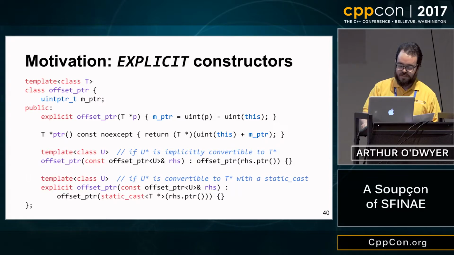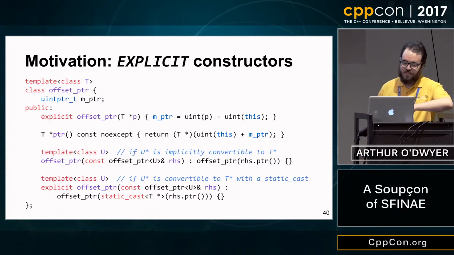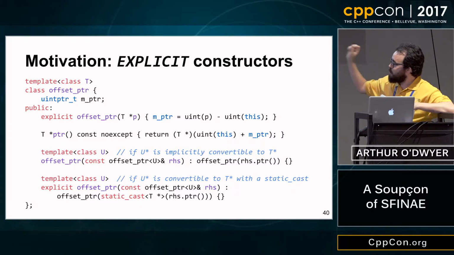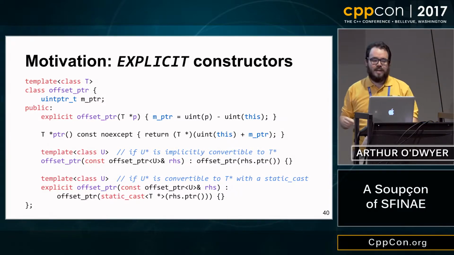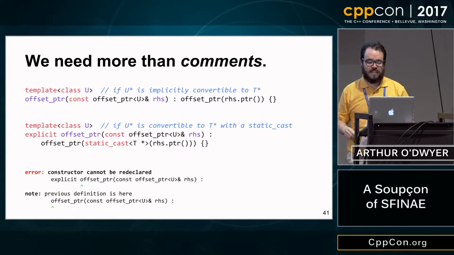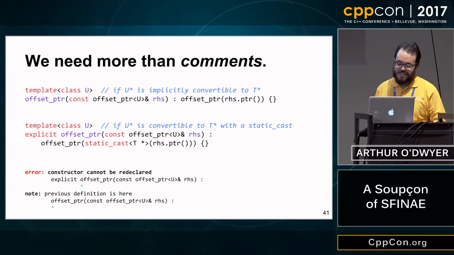So let's see our first attempt. Here's our first attempt. I have offset pointer, and I have a non-explicit constructor if U star is implicitly convertible to T star, and I have an explicit constructor if U star is convertible to T star with a static cast. And we try to compile this, and it doesn't work because we just put the constraint in a comment. That's not going to work. We actually have to write code.